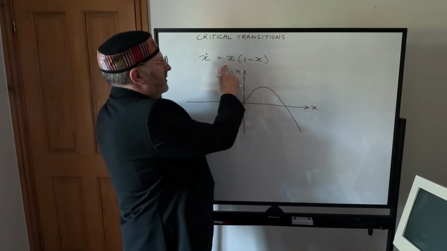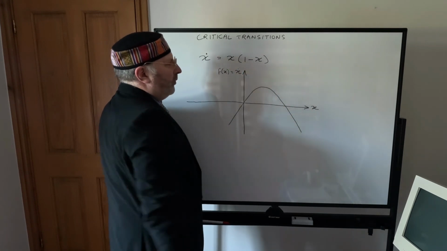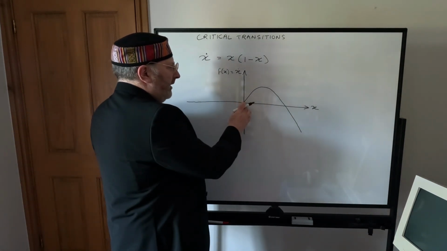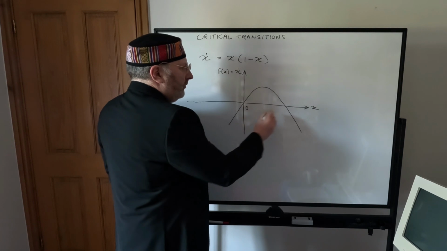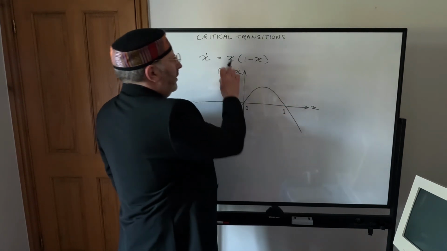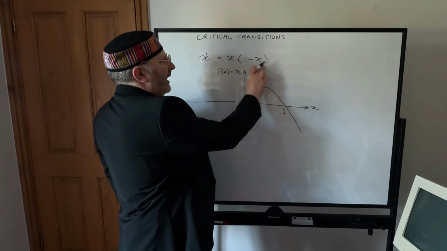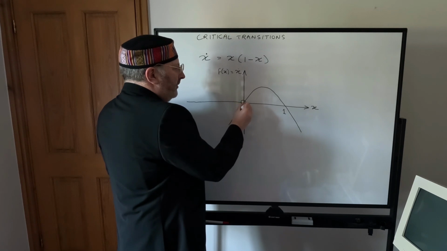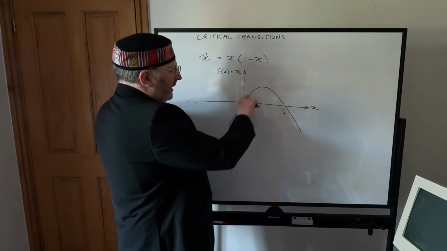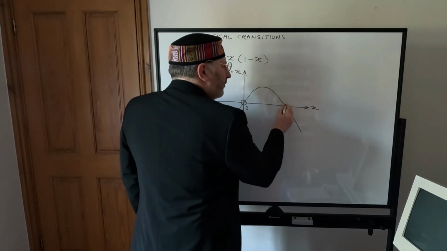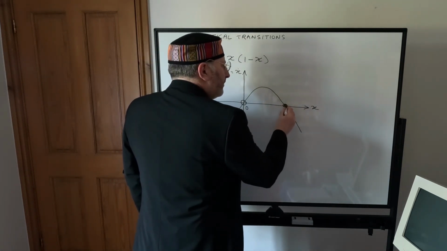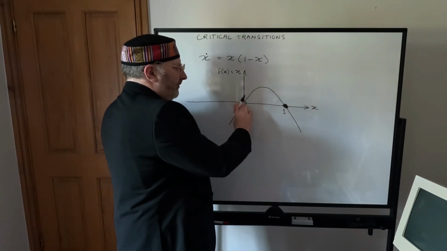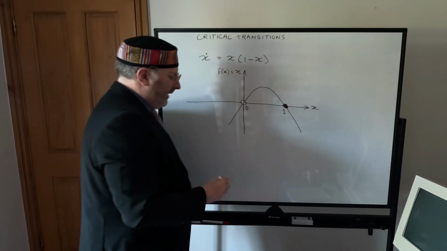So in this case, the function of x that we're studying is x into 1 minus x. And this gave us two fixed points, one here at 0 and one at 1. So when x is 0, this is 0. When x equals 1, this is 0. And we also know that this is an unstable fixed point because the slope through there is positive, and this is a stable fixed point because the slope is negative. So I've shown a hollow dot there and a solid one there.